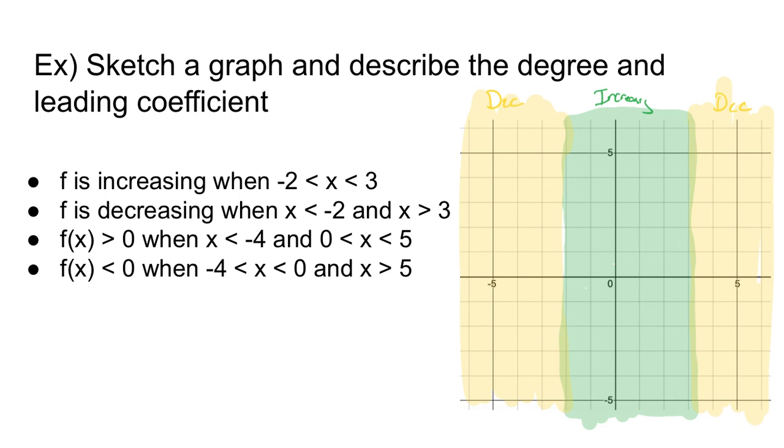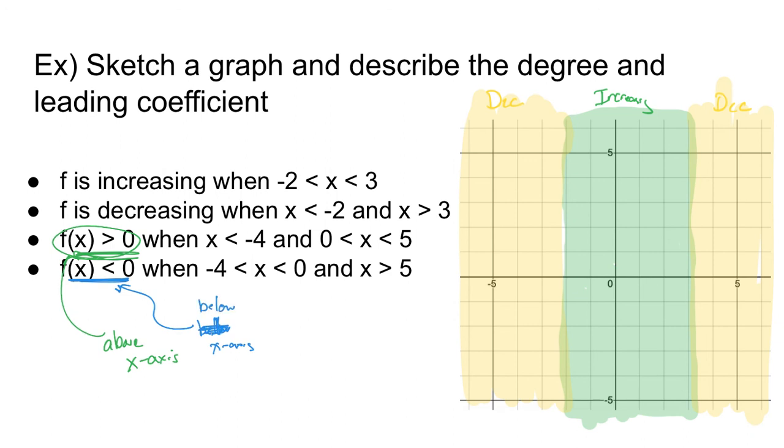Okay, next part. f of x is greater than 0. What does that mean? That means that the y values are greater than 0. To say it a different way, that means that I am above the x-axis. My y values are positive. And the second part, less than 0, means I'm below the x-axis, or my y values are negative. Sorry about that, I spelled below wrong. It's B-E-L-O-W.